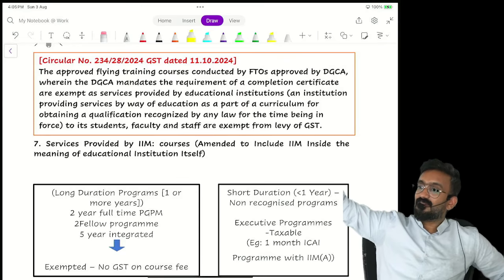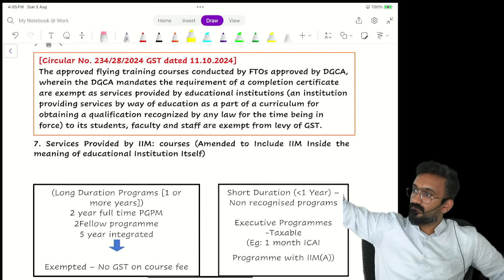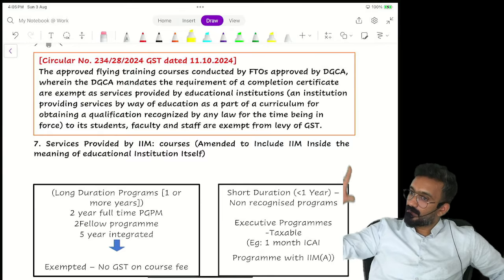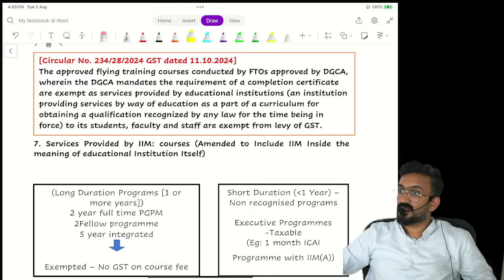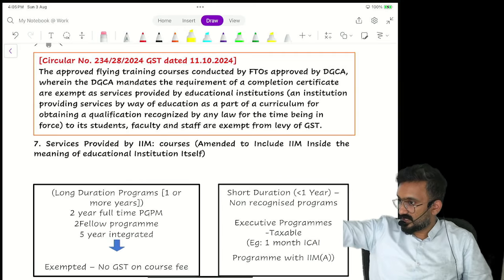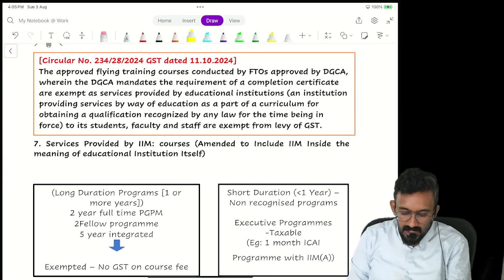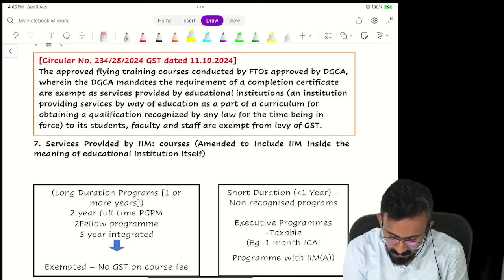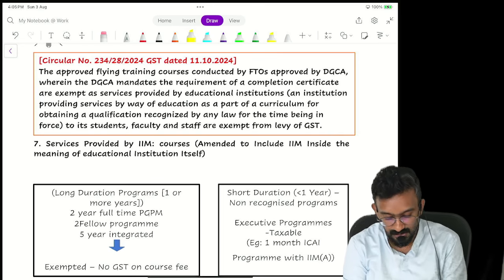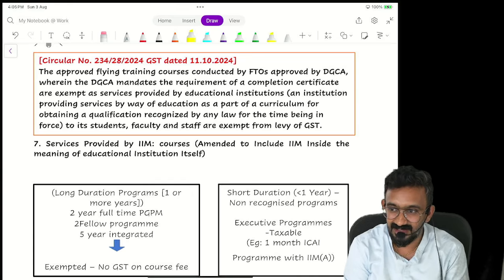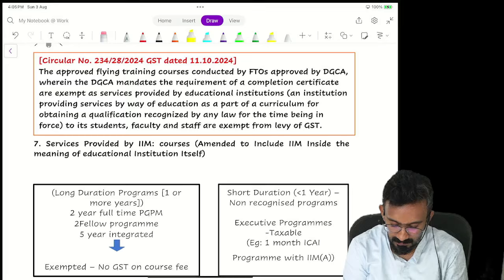So, Civil Aviation Department approved flying training organizations, approved flying courses, wherein at the end of it, they are giving a completion certificate, is considered to be which category educational institution? Second category, they clarified. Wherein DGCA mandates that requirement of completion certificate are exempt as a service provided by educational institution. Which education institution? Look at the bracket they have written. An institution providing services by way of education as a part of curriculum for obtaining qualification recognized by any law for the time being in force.